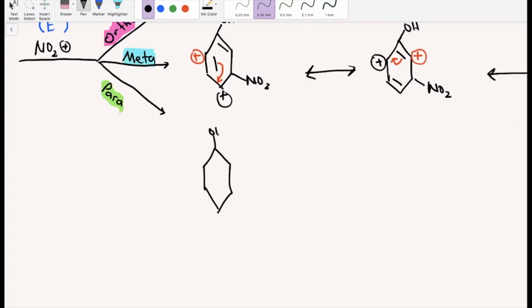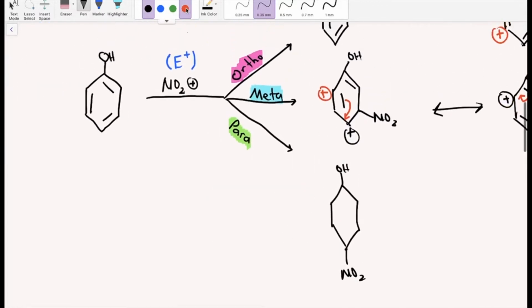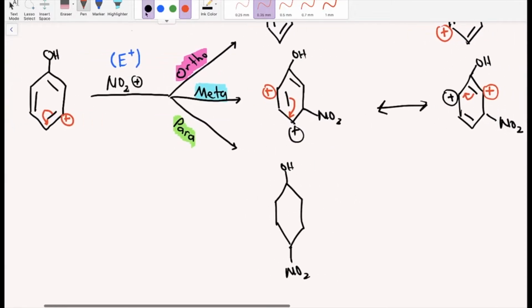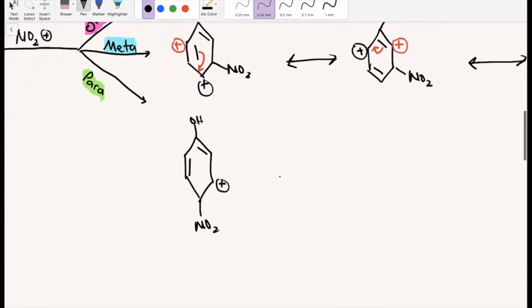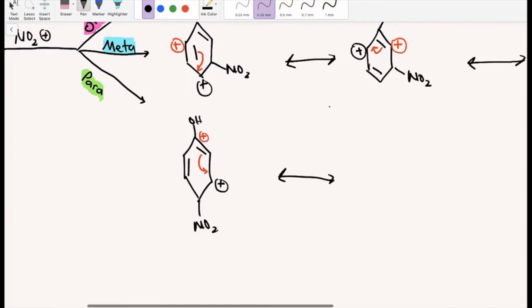We still have our OH right here, and we still have our NO2. And let's say we got this by breaking this bond right there and getting a positive charge right here. We should have this double bond still here and this double bond still here. So what's the other resonance structure that comes off of this? Well, we could move this double bond into here and we'll have a positive charge right there. So let's do that first.